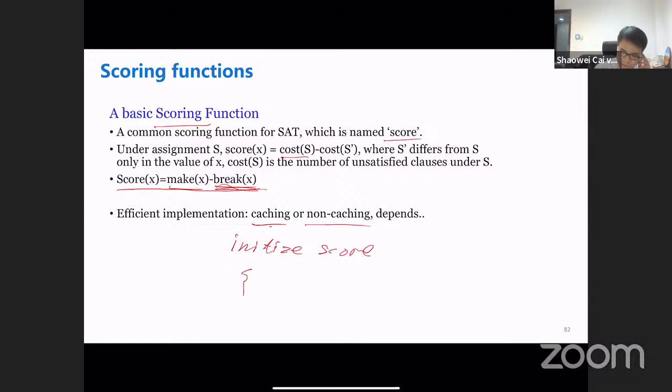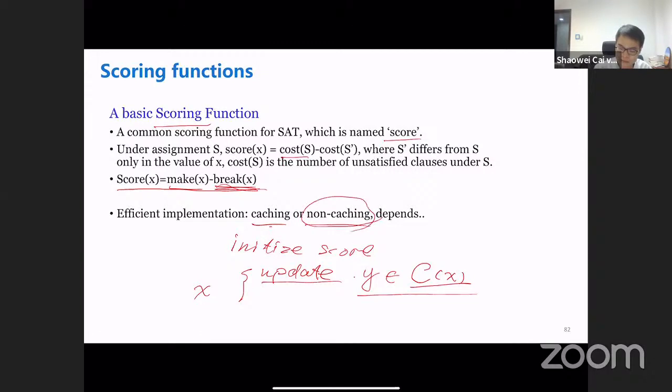And in each step, we update the score. So in each step, if we pick a variable x, we only need to update the score of the variables y which appear in the clauses of x. Okay, so this is the clause set where x appears. Then we only need to update a small portion of the variables.